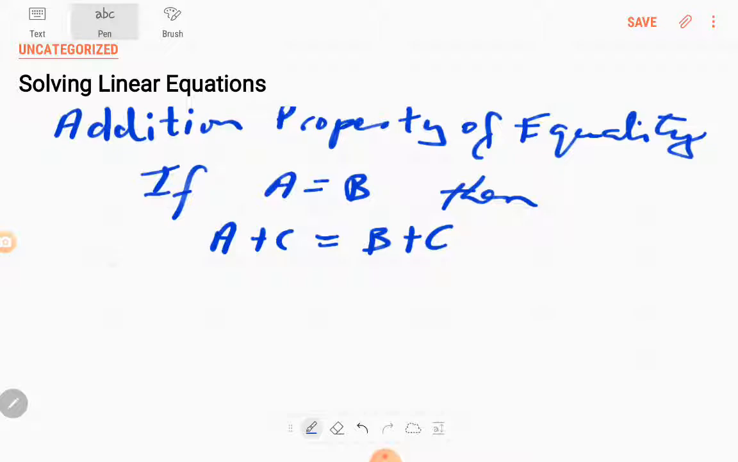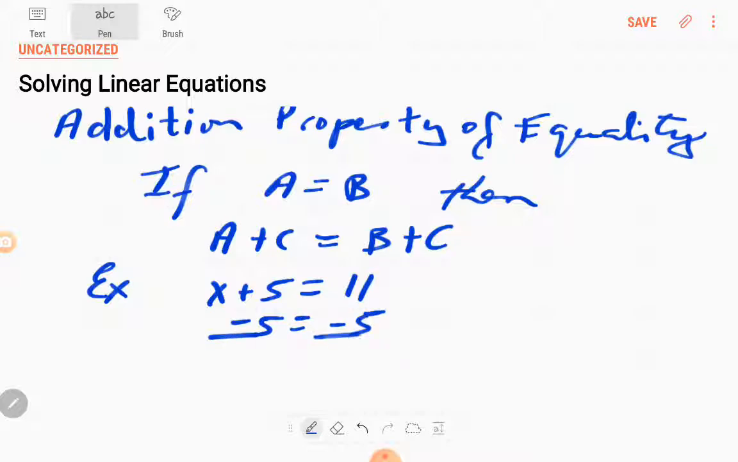So for example, if I had x plus 5 equal to 11, then I could subtract the same amount from both sides. It remains a true statement, but here we actually solve for 6. So we use the addition property to be able to solve for the variable x, the unknown. And we solve when we have 1x and it's positive. Okay, let's look at another example.